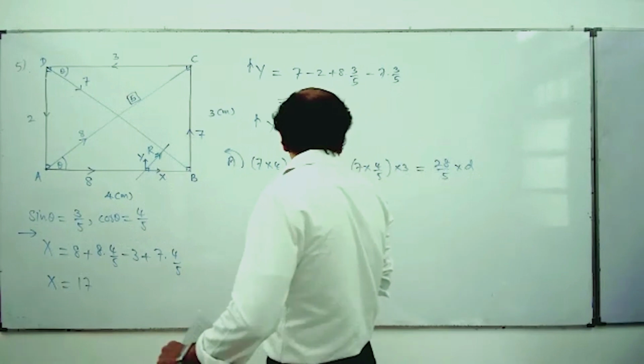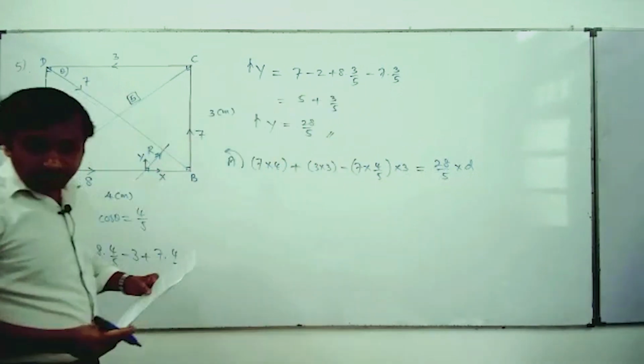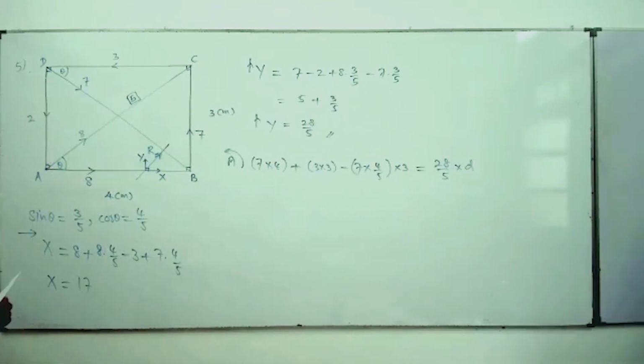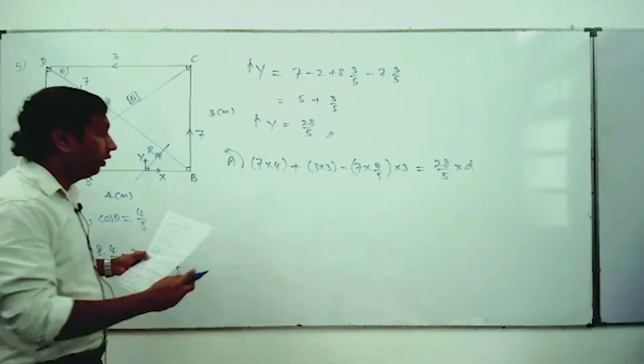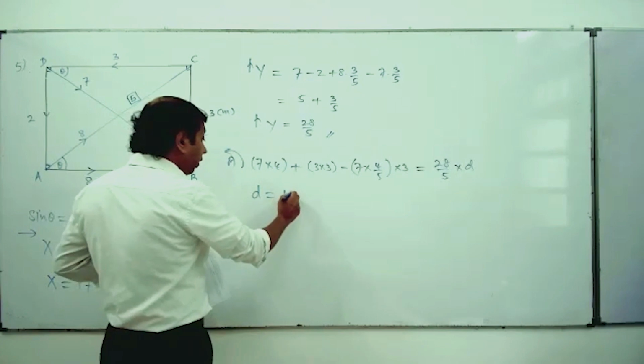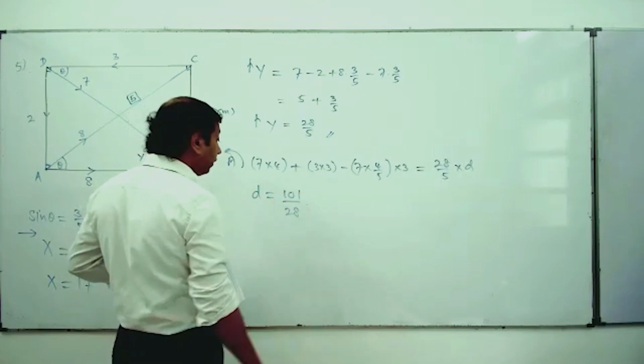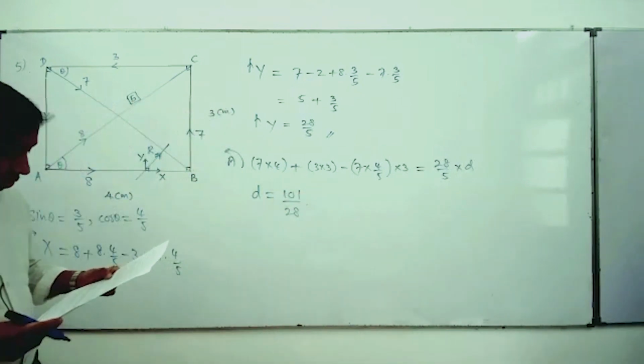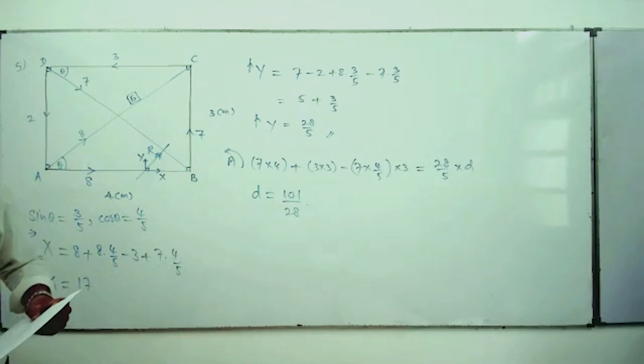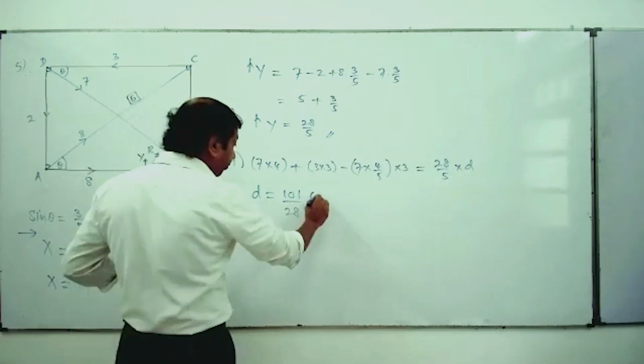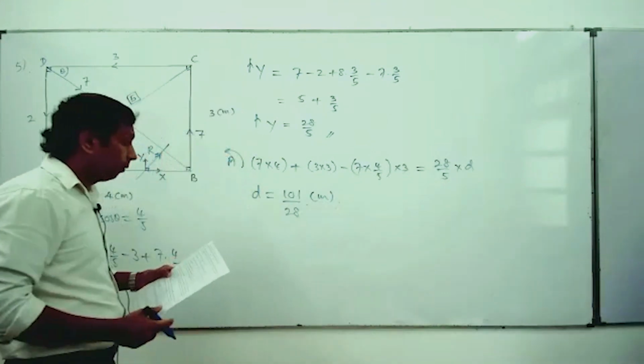By solving, you can find this D. You get for this D 101 divided by 28, something like that, no? Yeah, D is 101 divided by 28. That comes in meters, no? Comes in meters. Right.